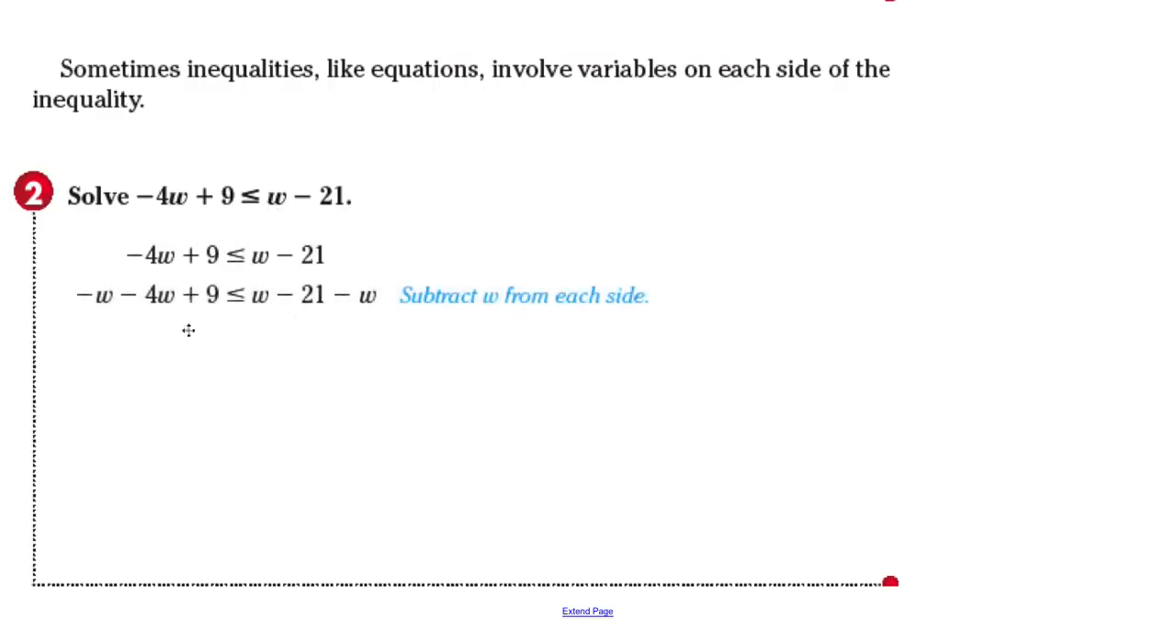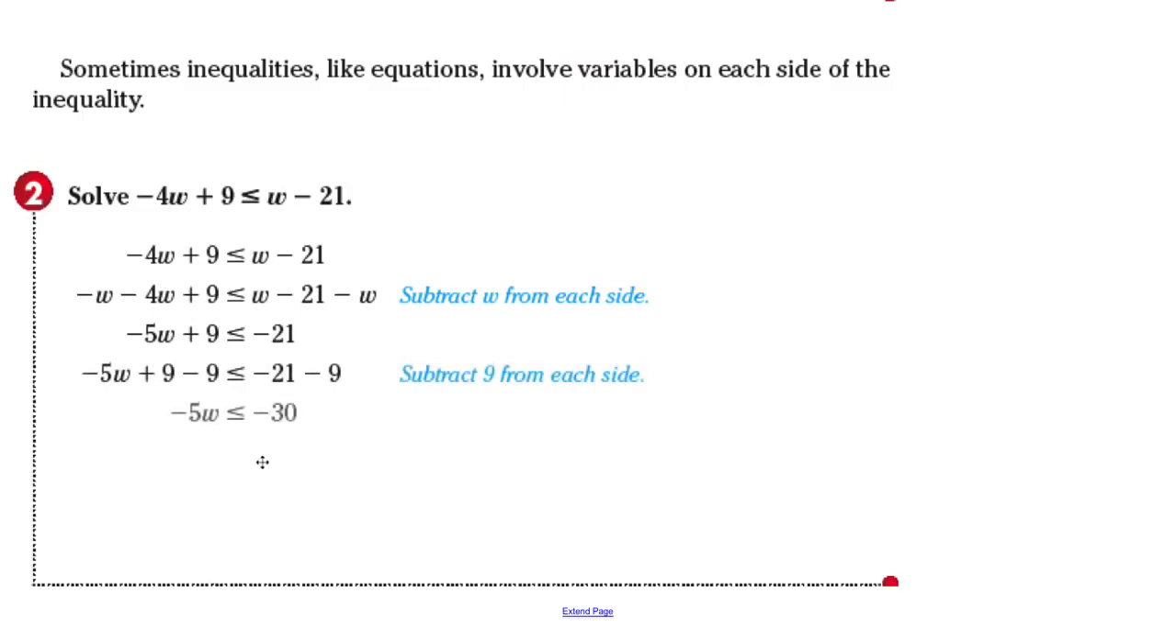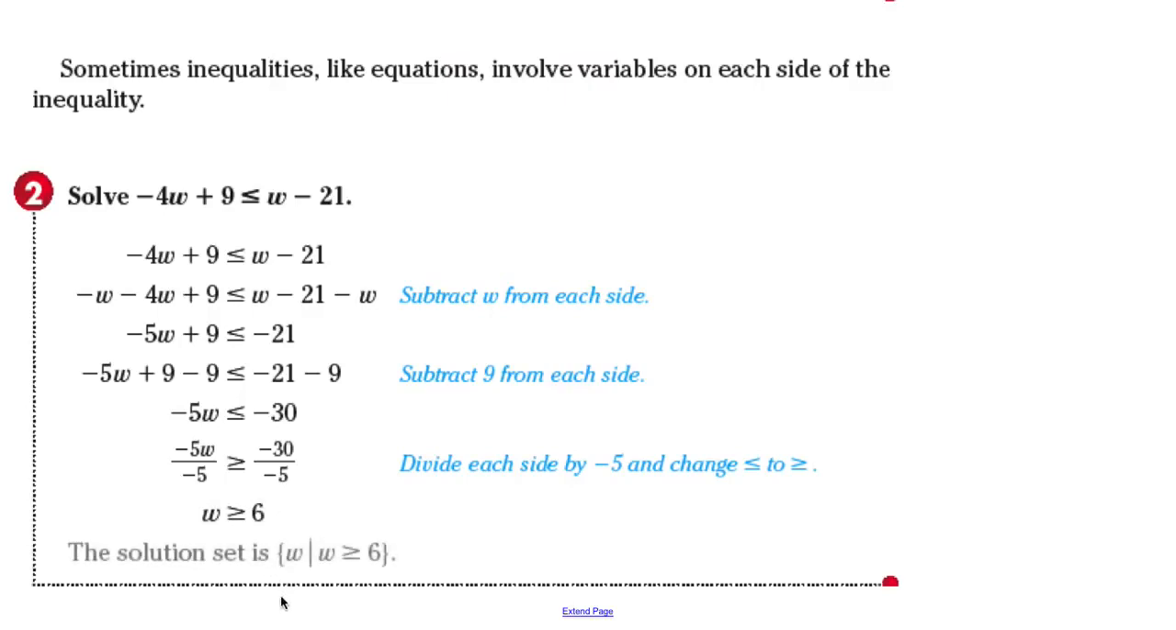Then we subtract w from both sides of the inequality. Subtracting w from both sides will give us negative 5w plus 9 is less than or equal to negative 21. Then we undo positive 9 by subtracting 9 from both sides. We end up with negative 5w less than or equal to negative 30. Divide both sides by negative 5. But since you're dividing by a negative number on both sides, the inequality reverses. So you have now w is greater than or equal to 6. So the solution set is w such that w is greater than or equal to 6.